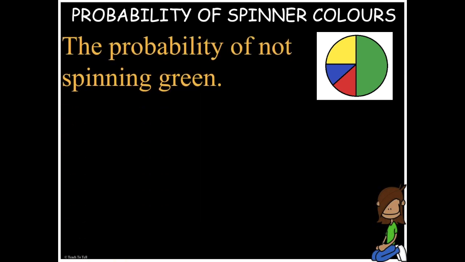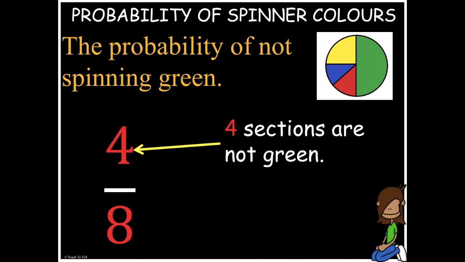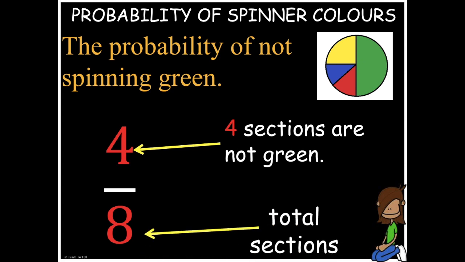The probability of not spinning green. So not spinning green is 2 yellow sections, 1 blue, 1 red. So that leaves us with 4. 4 sections are not green. And there are still, as always, going to be 8 total sections. We can also say that 1/2 is the probability of not spinning green.